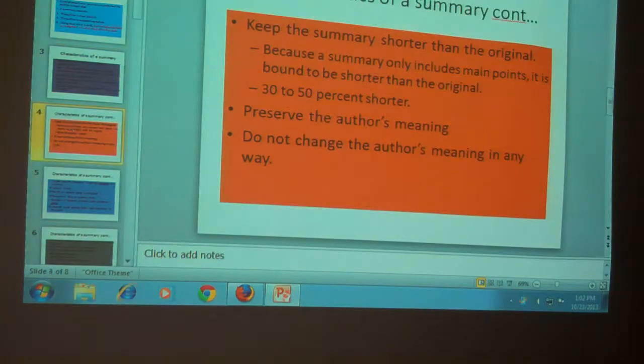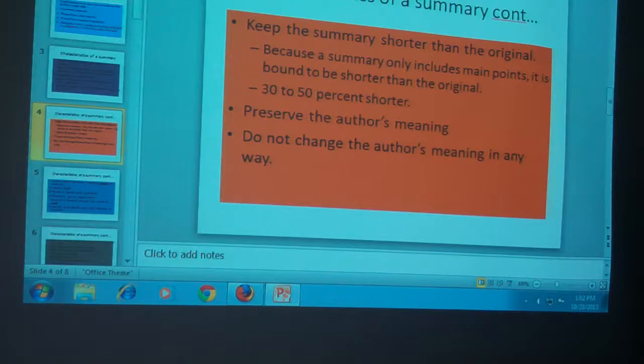Moving on to the next slide. We talked about this very briefly a moment ago, but keep the summary shorter than the original. Now for this assignment, I'm only asking for 1 page. And I think that's reasonable considering that both articles you read related to the value of a college education. Both of those are pretty short articles, and a summary has to be shorter than the original, because you're only, again, including the main points. So by nature, it's going to be shorter than the original piece.